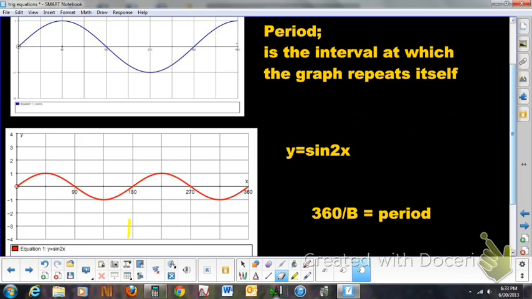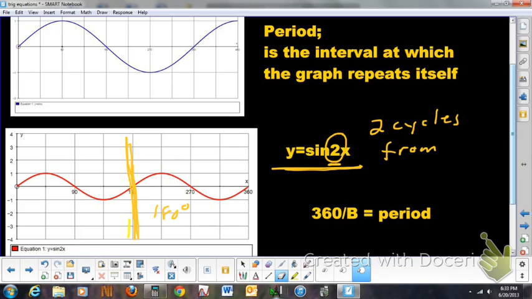Now, what happens when the number that is applied to the x is, for example, a 2? If you take a look, the graph is now completing itself at 180 degrees. In other words, there are two cycles between 0 and 360. There are two complete waves of the graph between 0 and 360, so it halves itself. That 2 tells you that you've got two cycles from 0 to 360, and the period has changed. The period of the graph is now no longer 360, it's 180 degrees. It's now completing itself in half the distance.